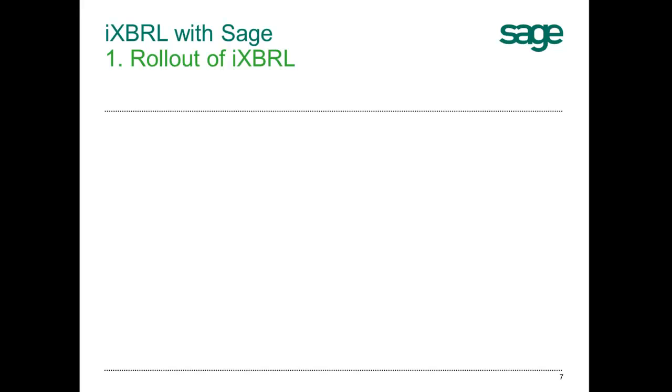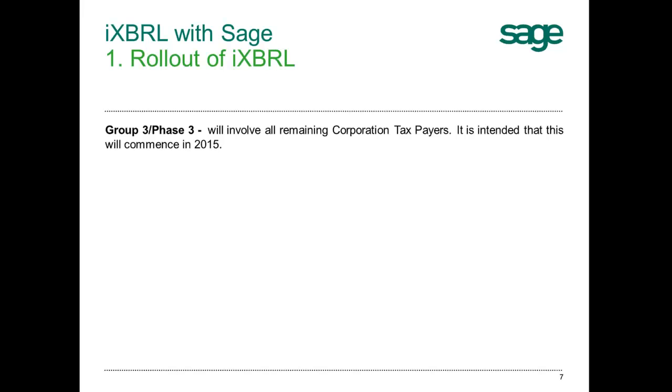Then you've got Group 3, which is also known as Phase 3, which involves all remaining corporation taxpayers, and it is intended that this will commence in 2015. Now, companies not yet subject to mandatory iXBRL filing may still do so on an optional basis. The Revenue strongly encourages companies to use either the optional filing period or the test filing facilities to ensure that they're fully prepared for mandatory filing.